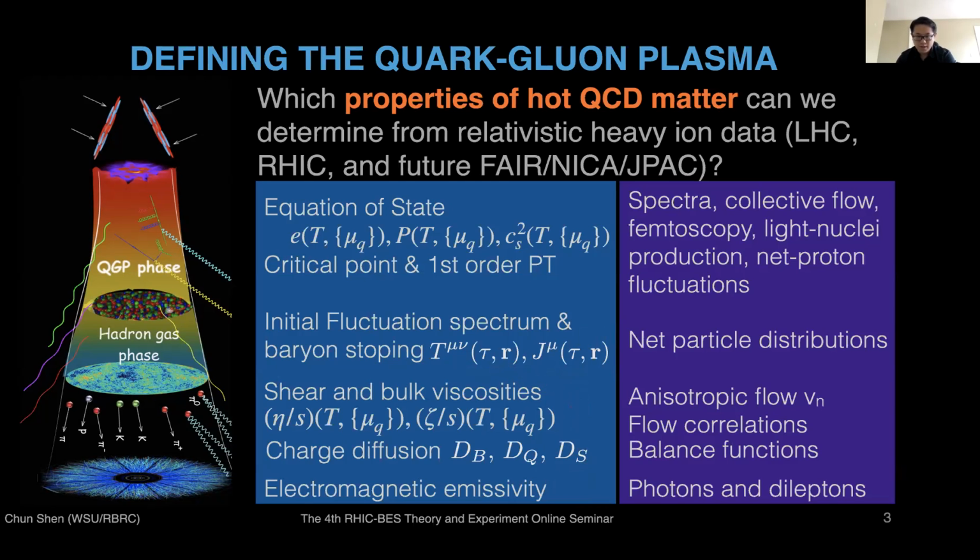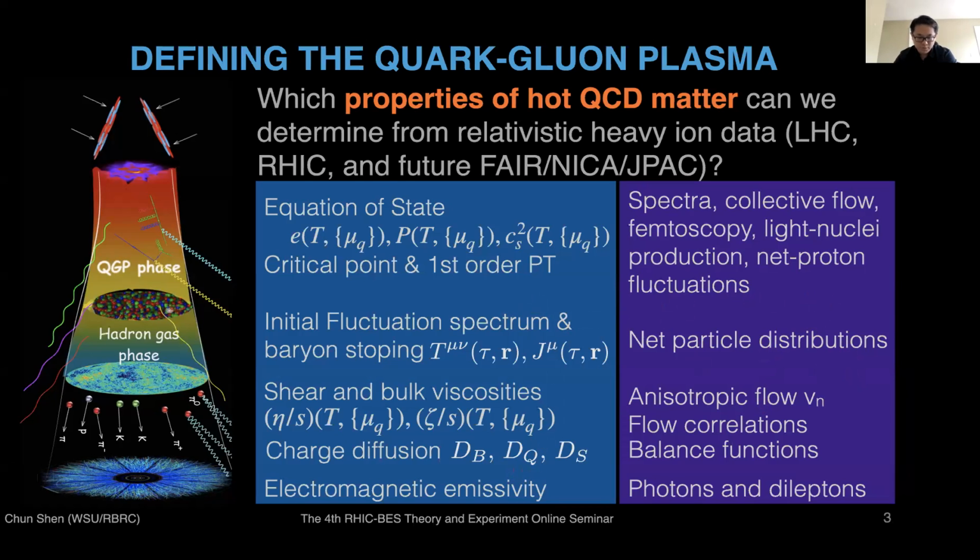I list a partial list of the experimental observables that experimentalists use that are sensitive to those properties, and we want to develop a dynamical model to link the underlying physics in the properties of the quark-gluon plasma to the experimental data, and then build up the connection to actually extract that information from the experimental measurements.